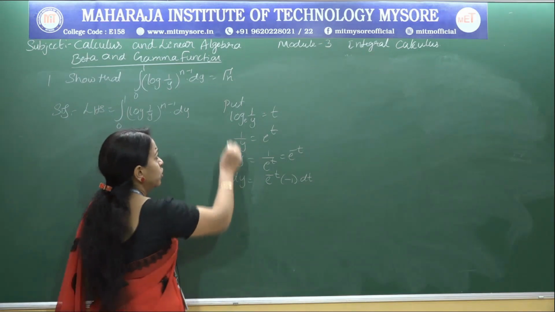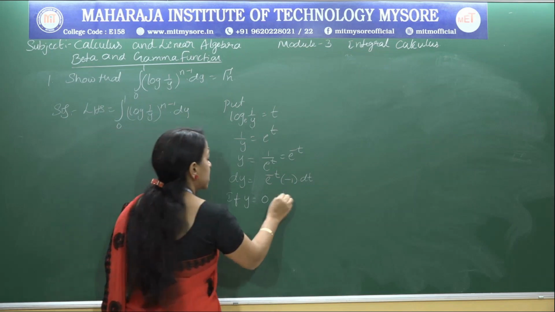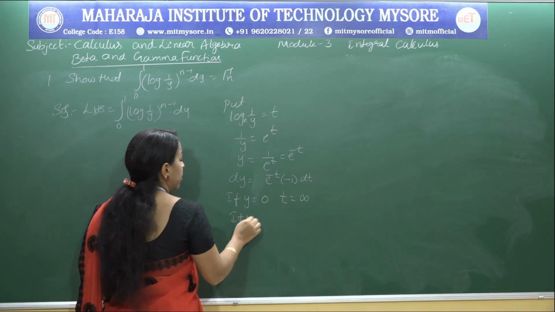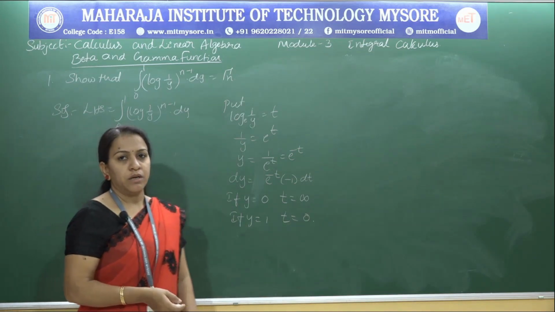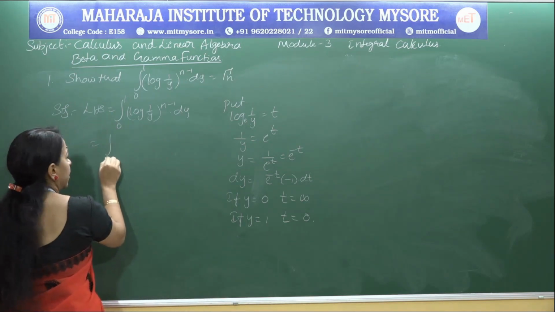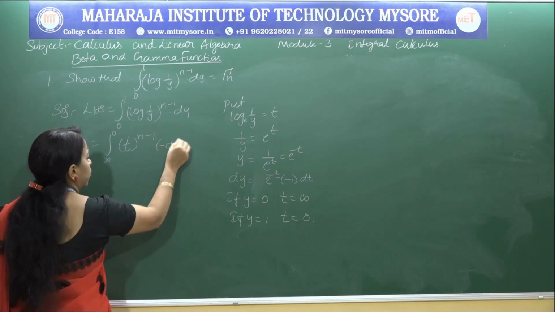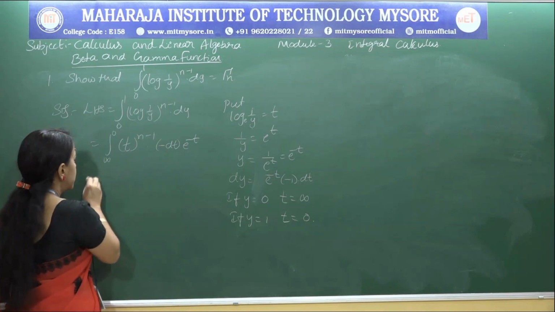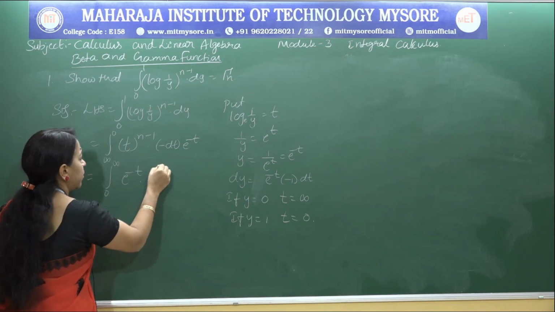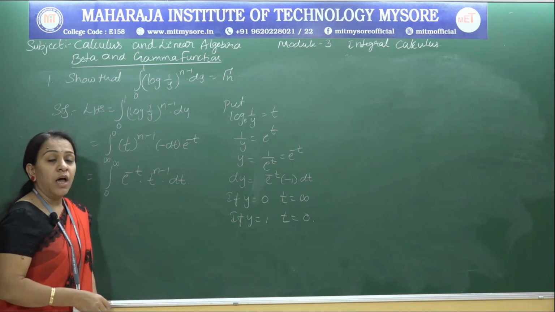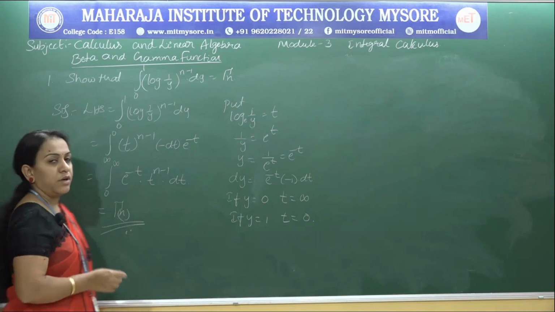So we change log y in terms of t and dy in terms of e power t. Now we should change the limit also. If y equal to 0, the lower limit, 1 by 0 will be infinity, so log infinity is nothing but infinity, and the upper limit is 1. If I put y equal to 1, 1 by 1 is 1, so log 1 is 0. Now replace all your y variable in terms of t and also change the limit, so that we have integral infinity to 0 of t to the power of n minus 1 into minus dt into e power minus t. And now I remove this minus sign so that I can interchange the limits of integral, so that we have integral 0 to infinity e power minus t into t power n minus 1 dt, which is our standard definition of gamma function, right? So I can replace by gamma n now. So we got our required result.